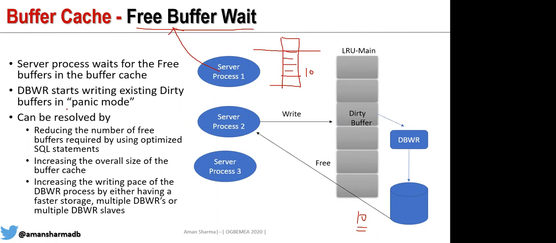So DB writer is now going to start writing in panic mode, which means it does not wait for the checkpoint to occur. It will start writing immediately. Now, obviously, if this wait event is occurring, it could be possible we might have a smaller buffer cache. We might have slow writing of the data to the disk. We might not have enough DB writers, which means we might want to check it out at different places.